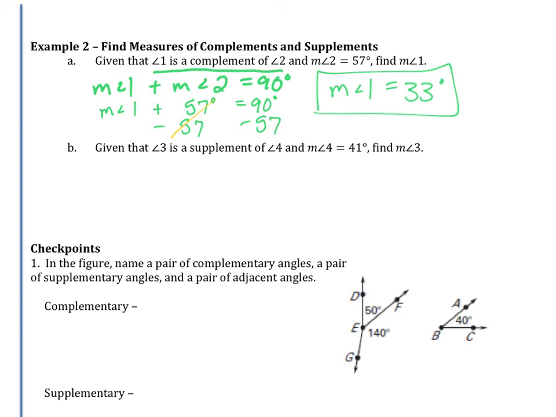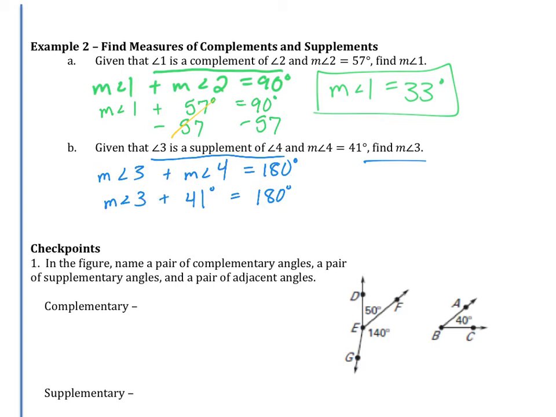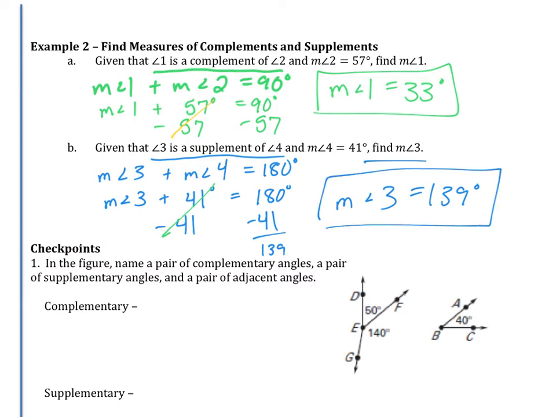Part B, given that angle 3 is a supplement of angle 4, so stop there. Supplement means adds up to 180. So we would say the measure of angle 3 plus the measure of angle 4 equals 180 degrees. They tell us the measure of angle 4 is 41. So I'm going to put 41 degrees below there. We're trying to find the measure of angle 3. So the measure of angle 3 plus 41 degrees equals 180. So if you subtract 41, you end up with the measure of angle 3 equals 180 minus 41, which is 139. So the measure of angle 3 is 139 degrees.